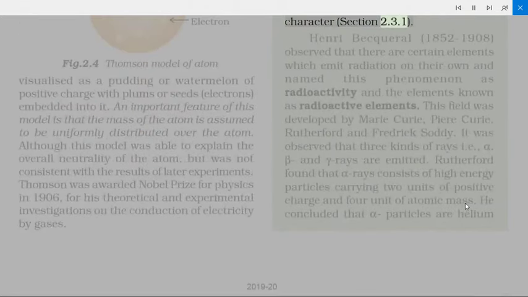Henri Becquerel, 1852-1908, observed that there are certain elements which emit radiation on their own and named this phenomenon radioactivity, and the elements known as radioactive elements. This field was developed by Marie Curie, Pierre Curie, Rutherford and Frederick Soddy. It was observed that three kinds of rays, i.e., alpha, beta and gamma rays, are emitted.